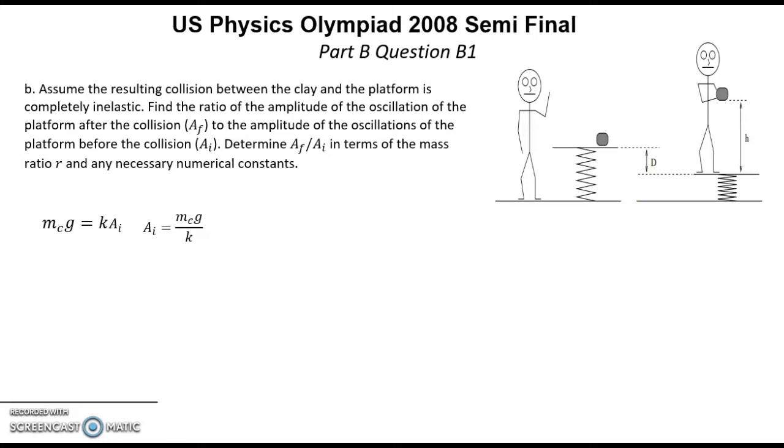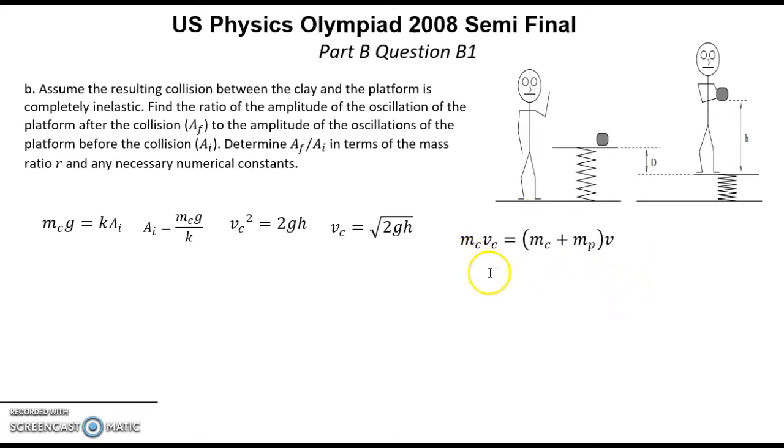This could be found from the formula Vc squared equals 2gh, where h is the distance traveled by this piece of clay before it hits this platform. So it means that Vc equals this expression. Now we have a completely inelastic collision with the platform, so we can count what is the speed of the platform right after collision. We just use momentum conservation.